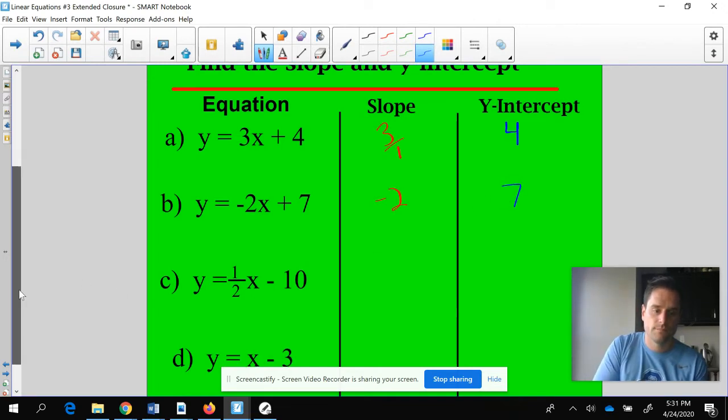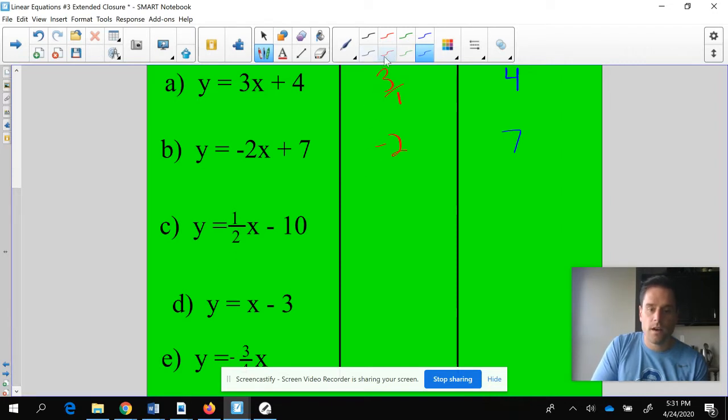Let's keep going. The slope of the line here is 1/2. And the y-intercept is a -10, because we could always call this plus a negative. The question is, what happens when you have something like this right here?